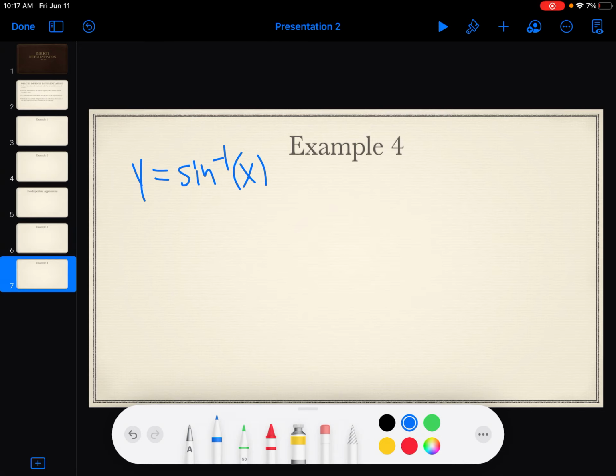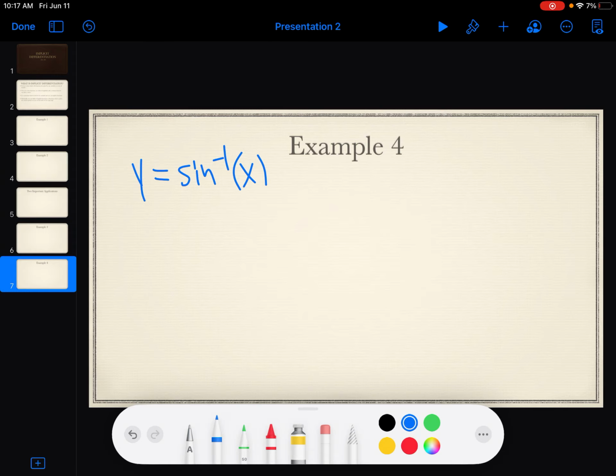So how do we take the derivative of this? In one video I showed you reciprocal trig functions and trig functions, but I did mention at the end that inverse trig functions require implicit differentiation. And now that we've learned implicit differentiation, we can deal with these. So how do we go about this?